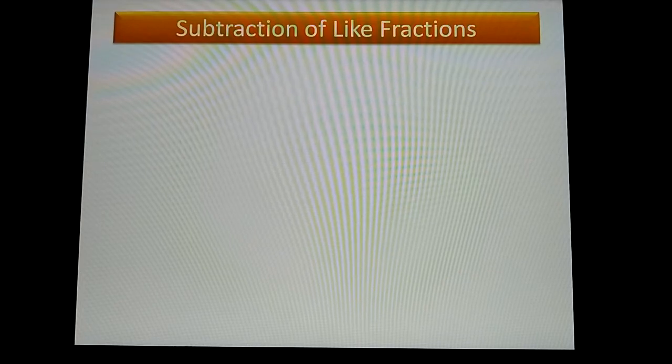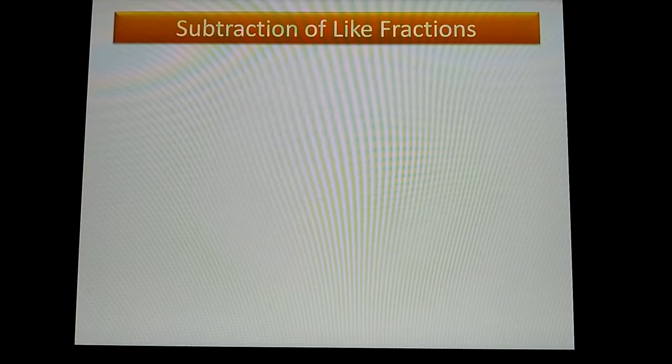Hello everyone. Today we're going to discuss another topic, that is subtraction of fractions. So the first topic is subtraction of like fractions. Just like addition of like fractions, subtraction of like fractions is also similar.